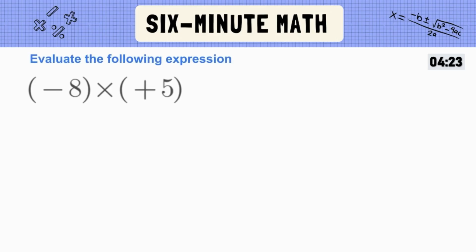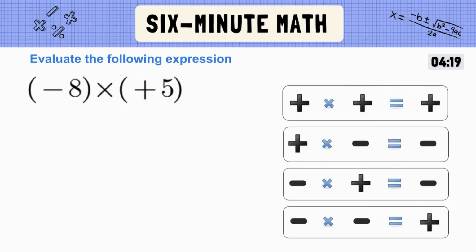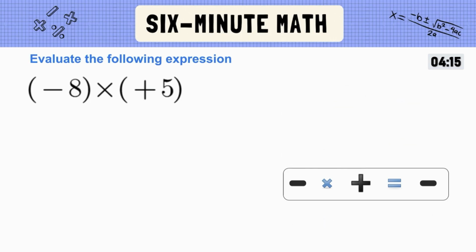We're going to evaluate -8 times +5. We have a negative times a positive, which means my result will be negative. And I have 8 times 5 is 40 for a final result of -40.